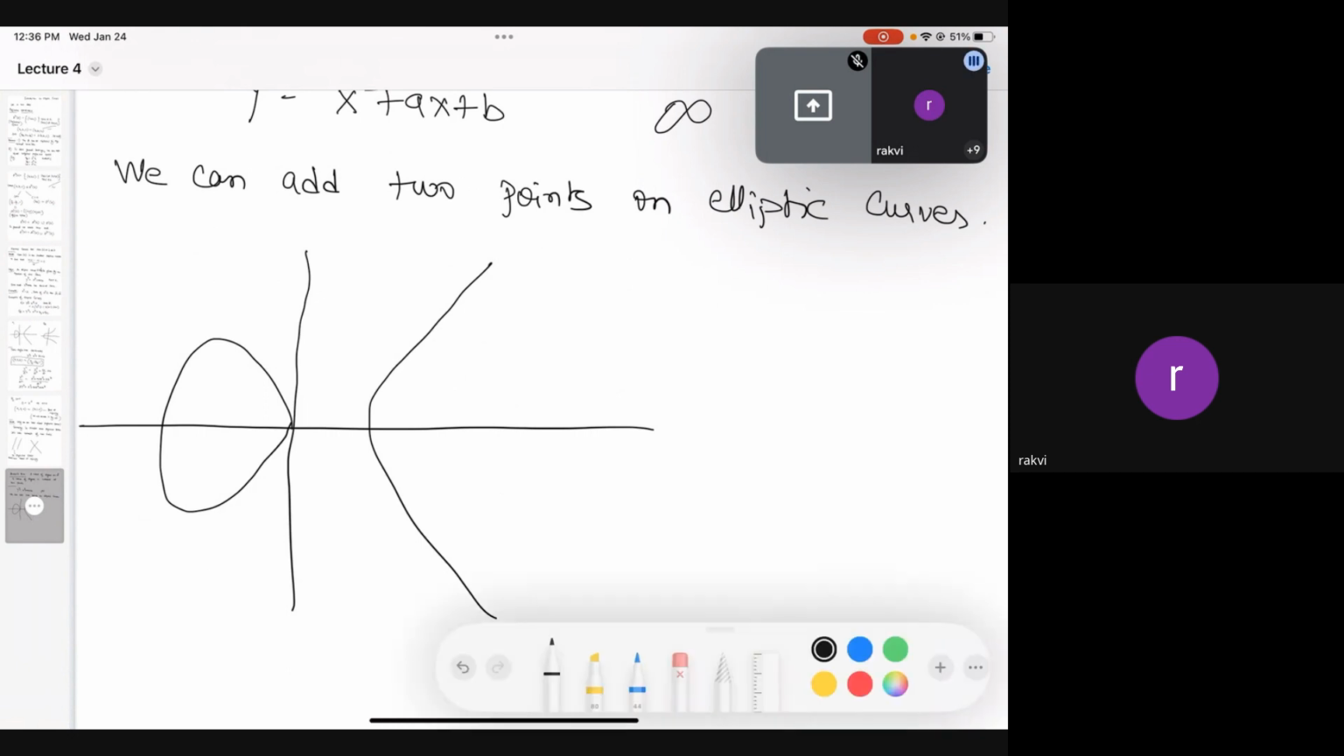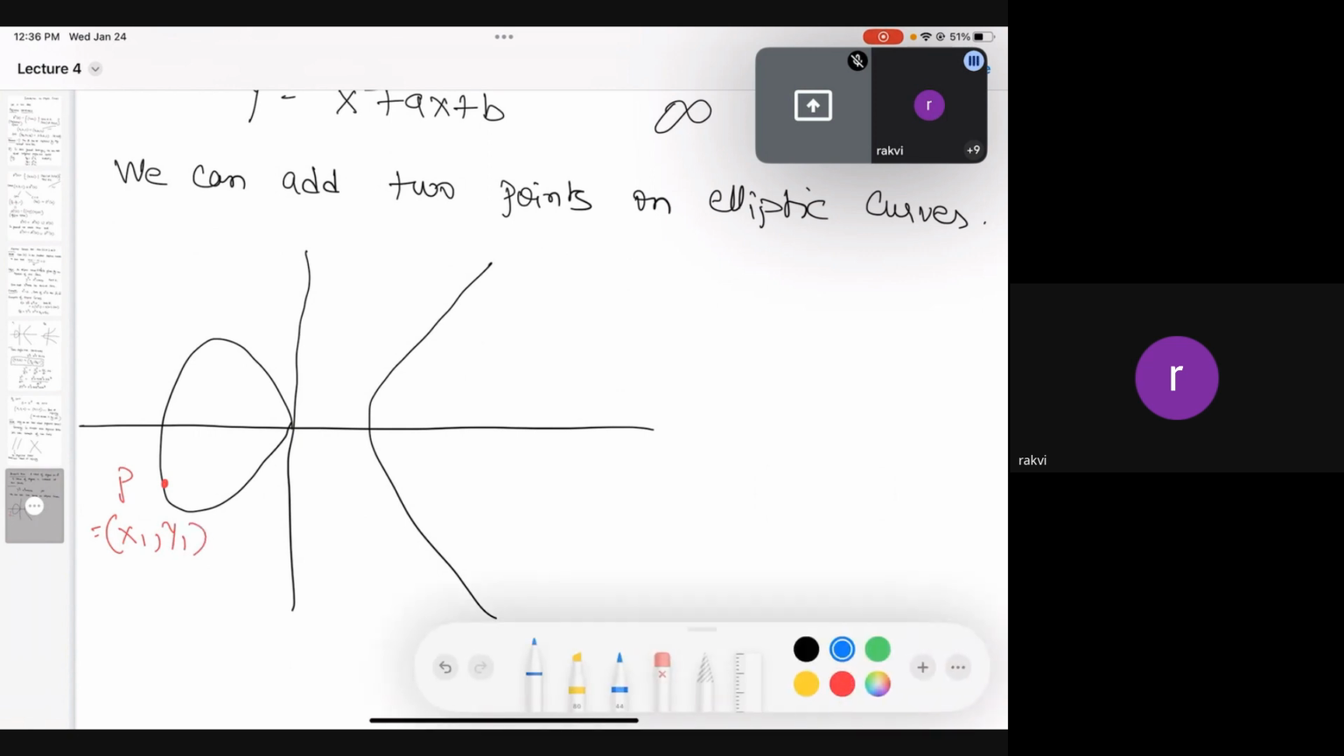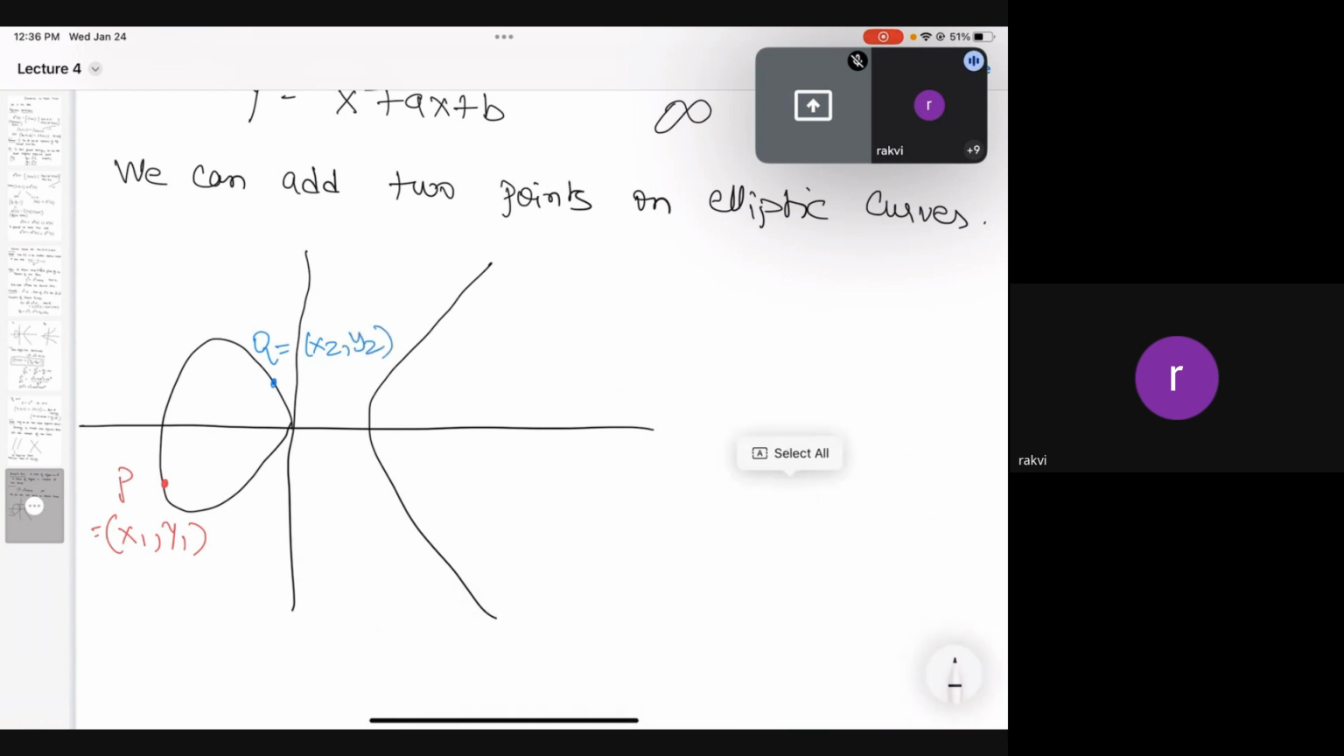And let's say I take 2 points on it. Let me use a different color. So let's say I take this point P. Let me call its coordinates x1 and y1. And let's say I have another point Q. Sorry, let's say its coordinates are x2 and y2. So how do I add these 2 points? What do I do? Well, first step is I take the line joining them.